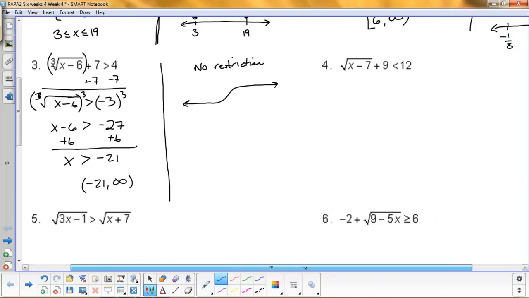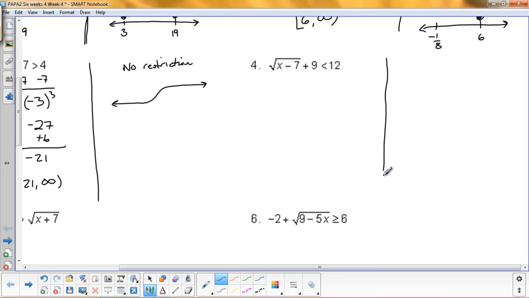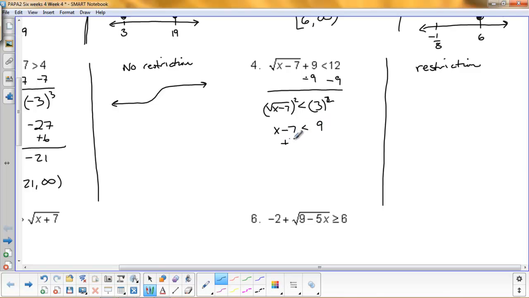Alright, in number 4, identify the square root again, so now we're back to that restriction. And we will be isolating the radical before squaring both sides. The square root of x minus 7 is less than 3. Square both sides. X minus 7 is less than 9. Add 7 to both sides. X is less than 16.